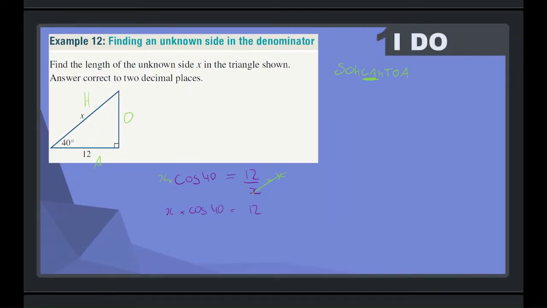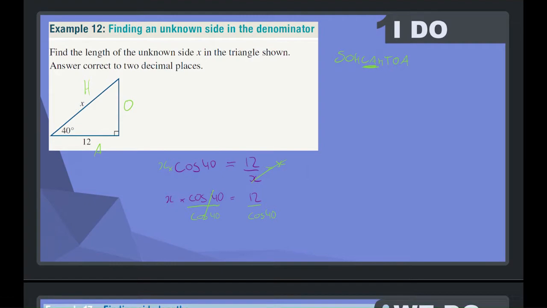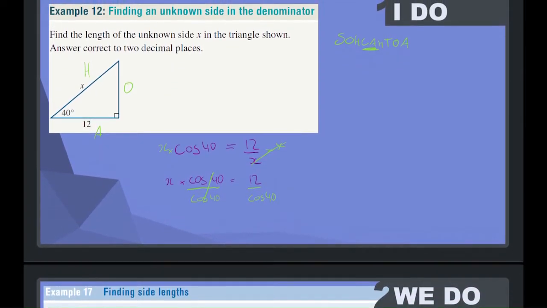Now I've got something times x. I want to get x on its own. I'm going to divide by that other thing. Remember, this cos 40 is just a number. We can treat it exactly like a number when we're doing this algebra. So that means x equals 12 over cos 40.